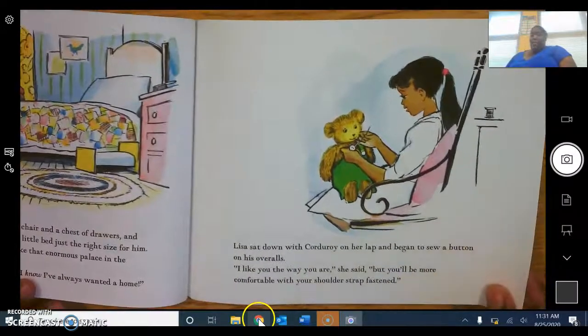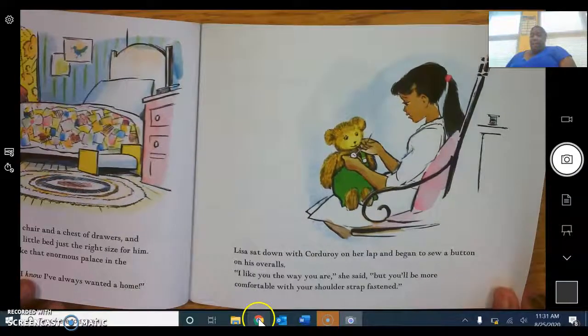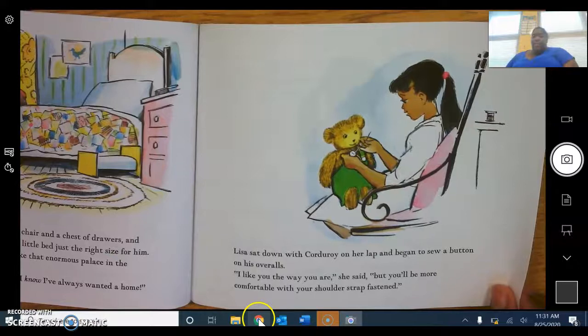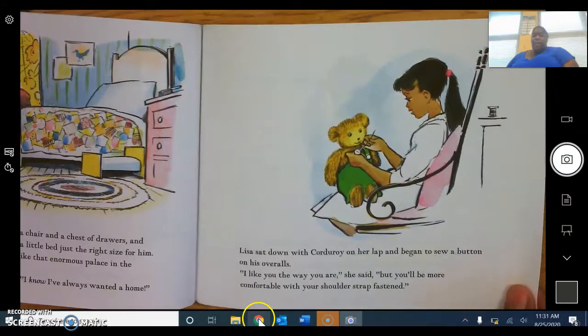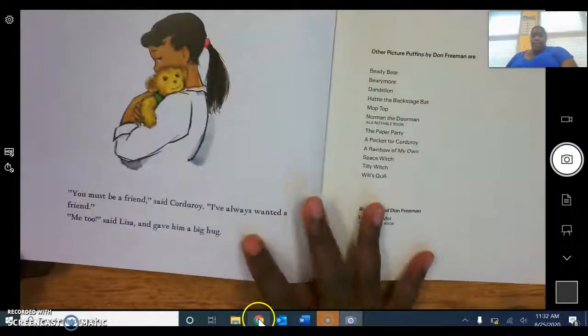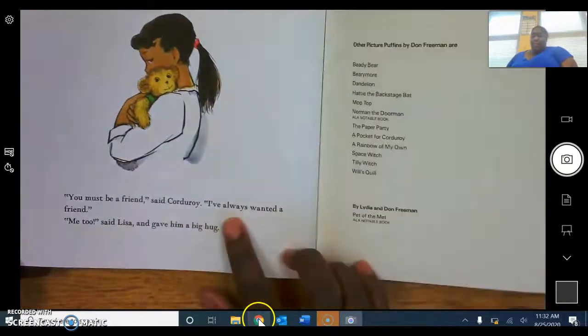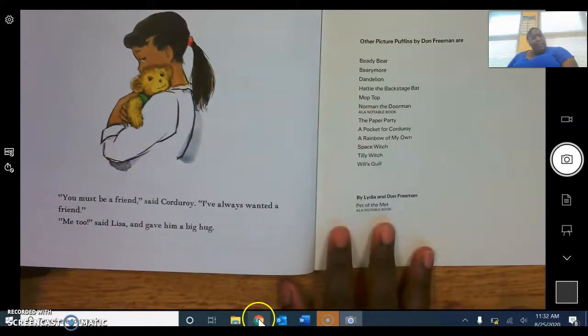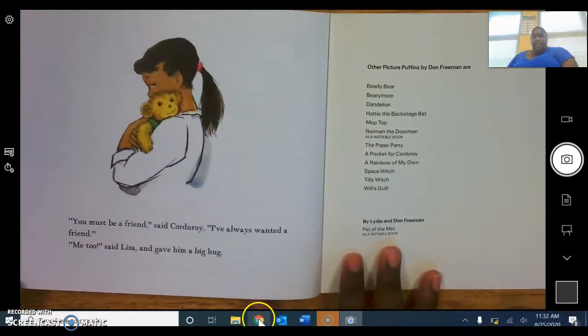Lisa sat down with Corduroy on her lap and began to sew a button on his overalls. "I like you the way you are," she said, "but you'll be more comfortable with your shoulder strap fastened." "You must be a friend," said Corduroy. "I've always wanted a friend." "Me too," said Lisa, and gave him a big hug.